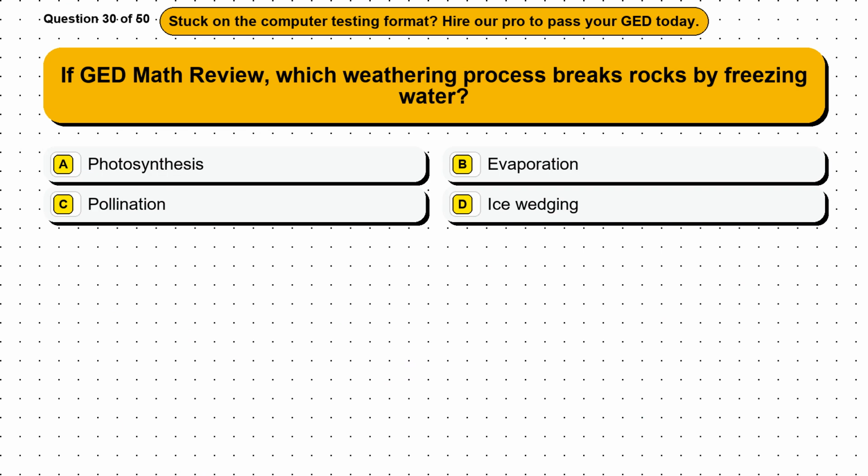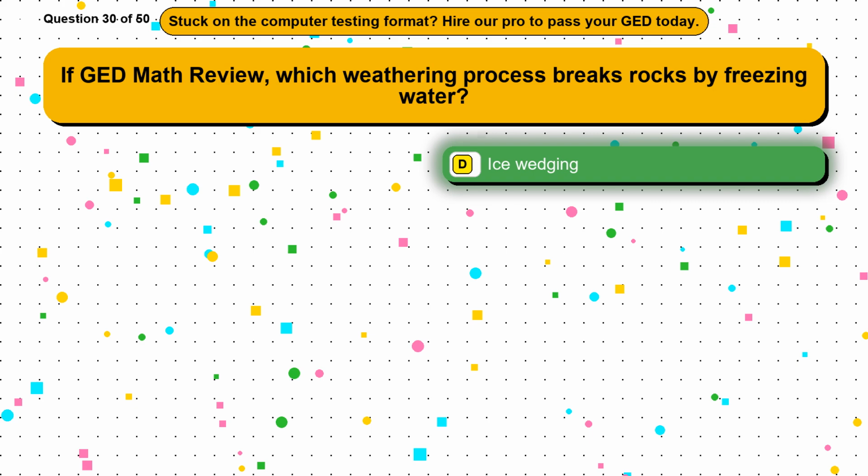Question 30. If GED Math review, which weathering process breaks rocks by freezing water? Option A, photosynthesis. Option B, evaporation. Option C, pollination. Option D, ice wedging. The correct answer is option D.